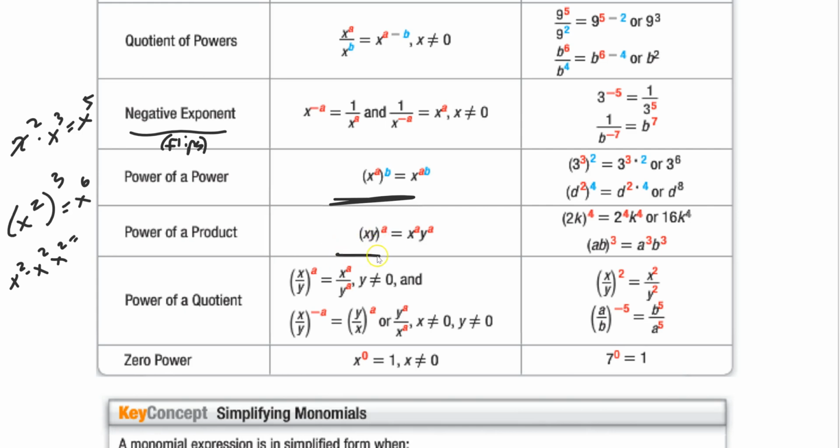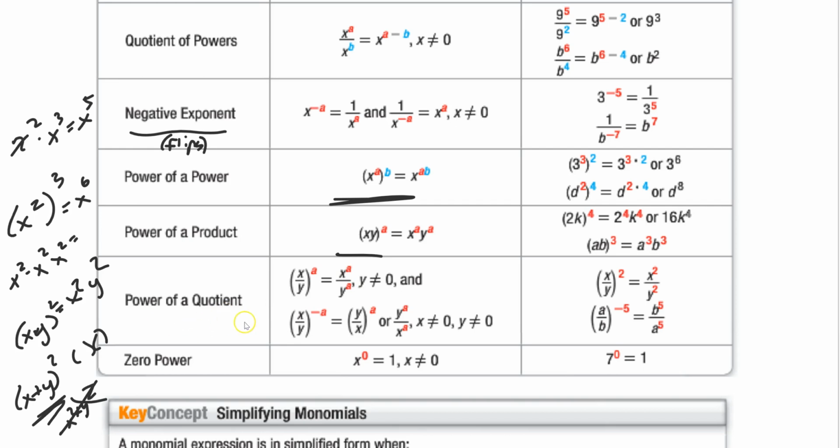And here's a rule everyone wants to do. (xy) to the a power, you just distribute. Keep in mind that only works when it's a product. So this is okay, that's x squared y squared. This is not okay. If you put a plus or minus in there, then you're stuck. You can't cancel out, can't make it look like this. It's not x squared plus y squared. This is wrong. You have to actually multiply it out. So you can distribute as long as there's not a plus or minus.